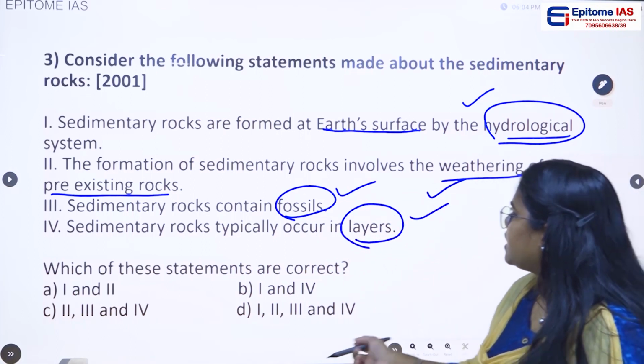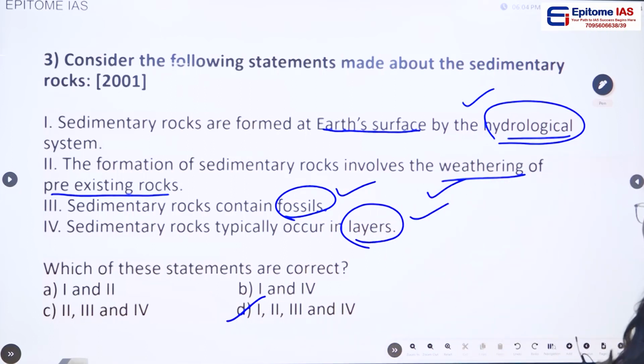So what is the correct answer? The correct answer is B, 1, 2, 3, 4.